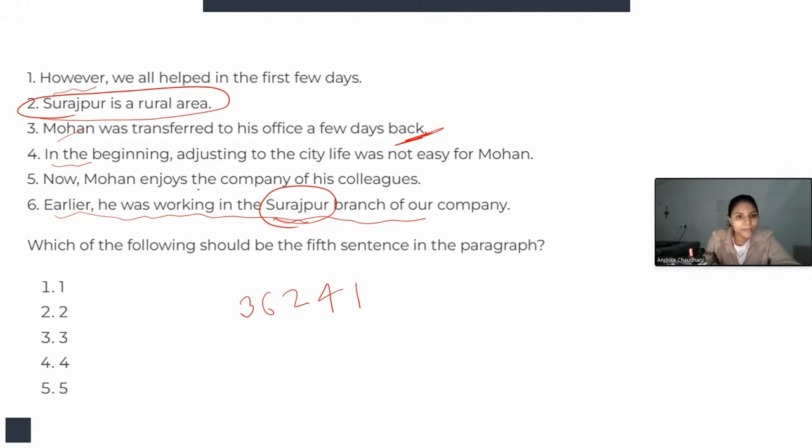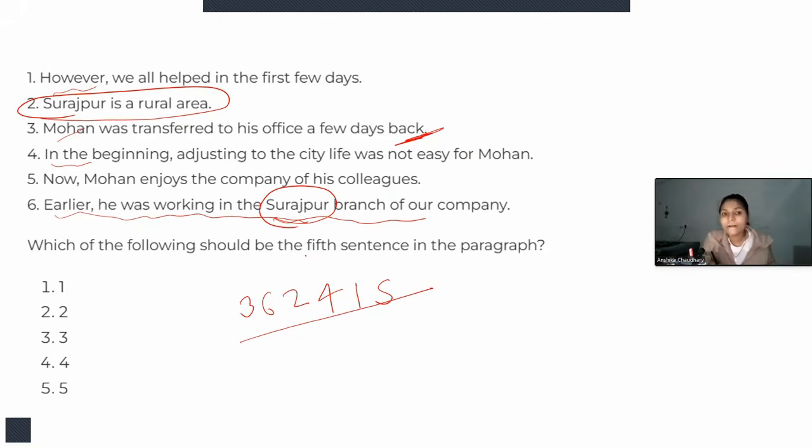Then, now Mohan enjoys the company of his colleagues. So 5. Right. So first, Mohan was transferred to his office a few days back. Earlier, he was working in Surajpur. Then we have to define Surajpur, like where it is and what type of area it is. Then in the beginning, adjusting to the city from a rural area is kind of difficult for Mohan, but we helped him and now it is okay. Okay, so it would be the correct sequence of sentences for making a meaningful paragraph.